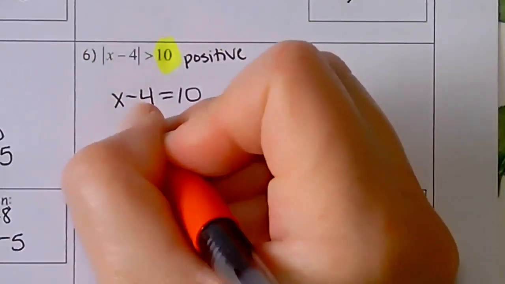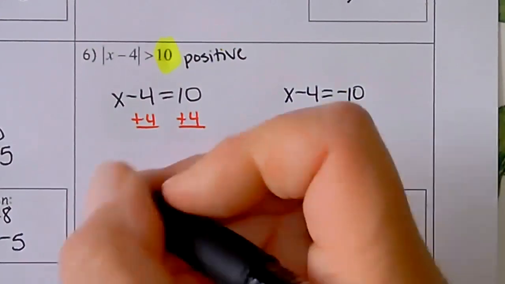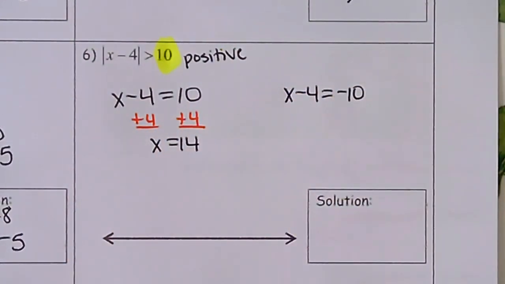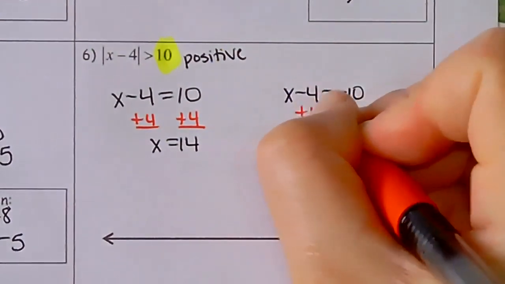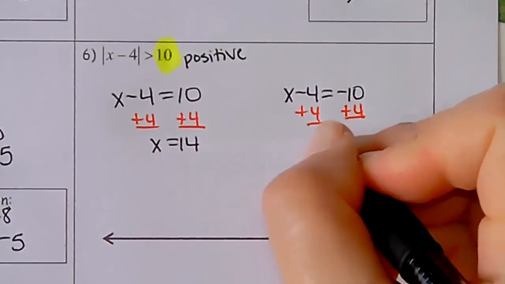And I'm going to add 4 to both sides. And so I get x equals 14. Over here, I'm going to add 4 to both sides. And I get x equals negative 6.